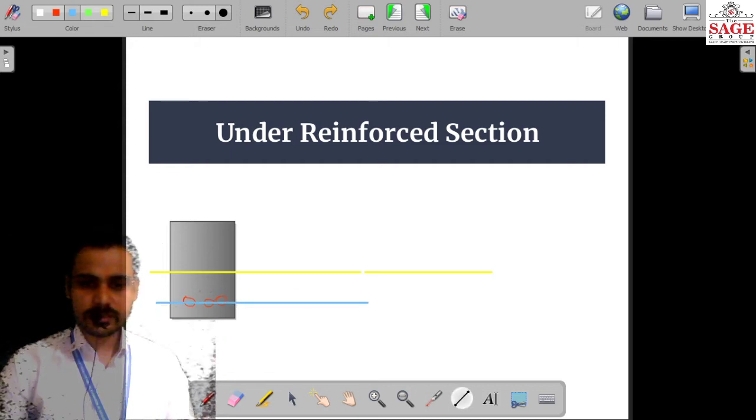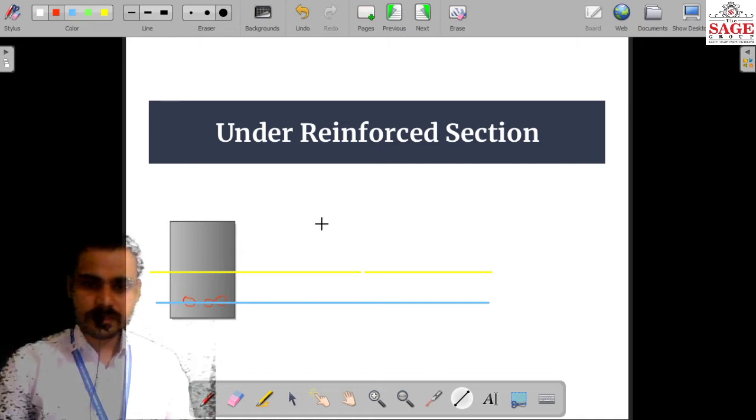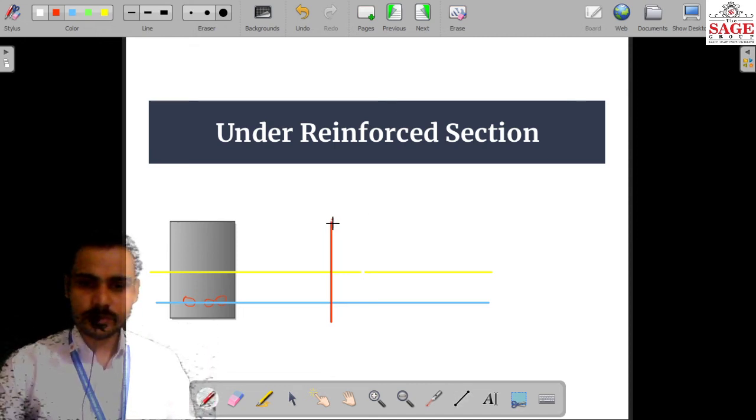So after the application of load, the strain will occur on both the materials. If we check the stress strain profile of the section, at the initial stage, a small amount of strain will occur on concrete and a small amount of strain will occur on steel.